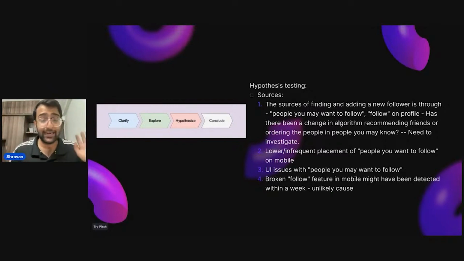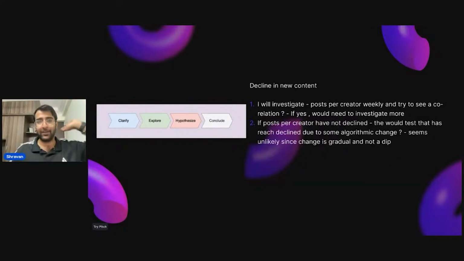Very good. Second, is there a lower and infrequent placement of this particular वो जो tile आती है ना, people you want to follow, क्या उसकी placement में कुछ problem हो गई है UI UX के point of view से, right? Third, is the follow button actually broken on mobile, which has not been detected, but it's an unlikely cause. We already discussed that कि अगर ऐसा होता तो पता ही चल जाता, right? So that is the first hypothesis जिसको मैंने debug किया, ठीक है?